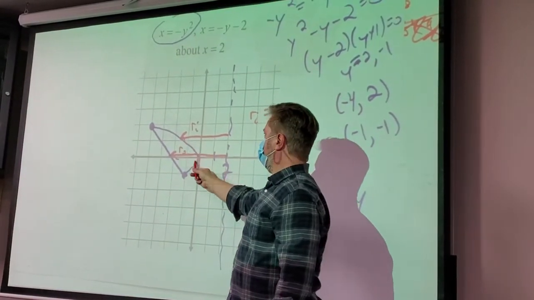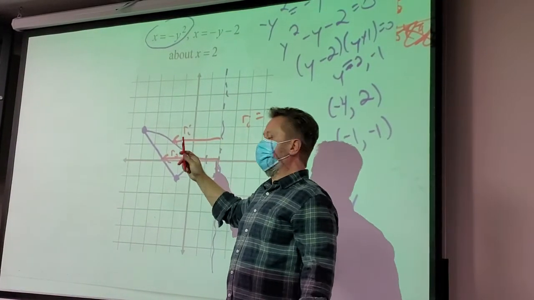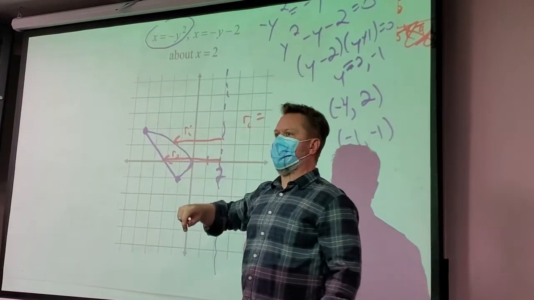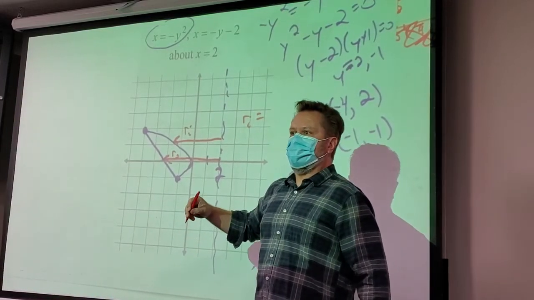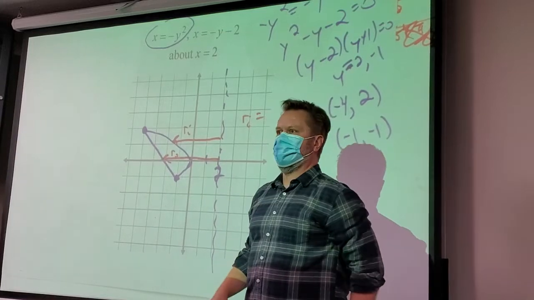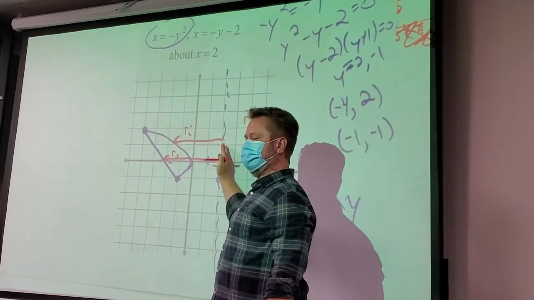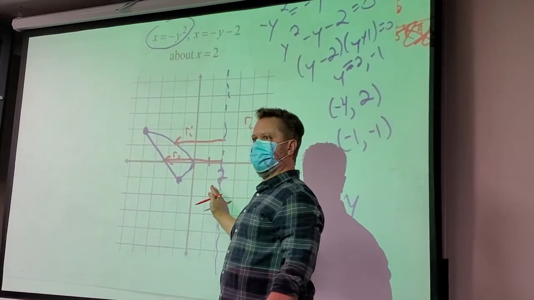Between these two, the inner radius goes from this to this, correct? Which one of those is bigger, this one or this one? Which one's bigger between this and this? This one is bigger, yes? You guys with me?